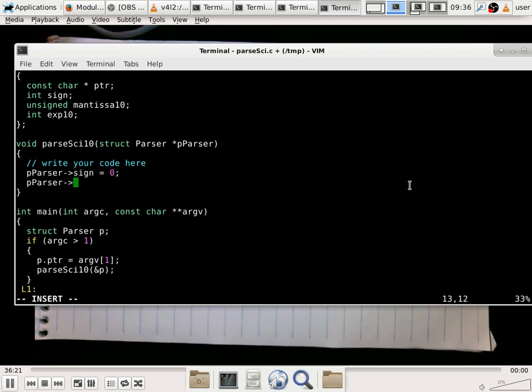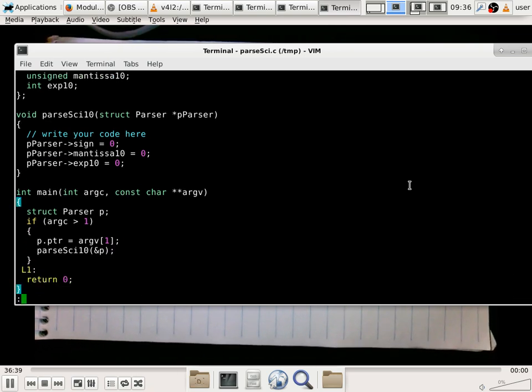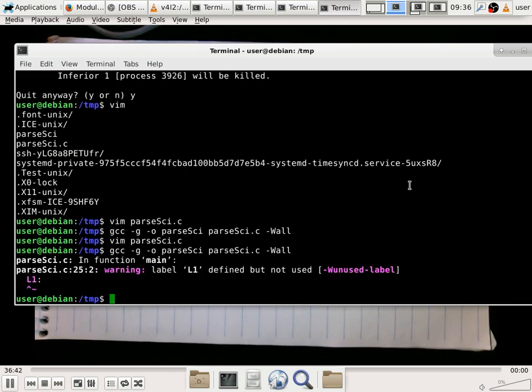I'm doing a part of your homework assignment, by the way. And then P parser points to exponent 10 is also a 0. Reasonable initializations, I would say. Okay, so exit the whole thing and compile the program. It complains about the label L1 being defined but not used, but that's okay. This is one warning that you can just ignore, because I don't like labels in any type of C++ program. This is only here so that I have a fixed point to debug, to check your code. That's the only reason why there's a label here.